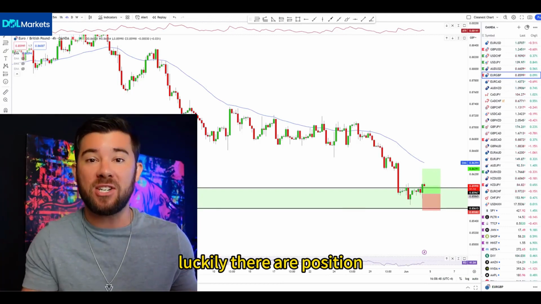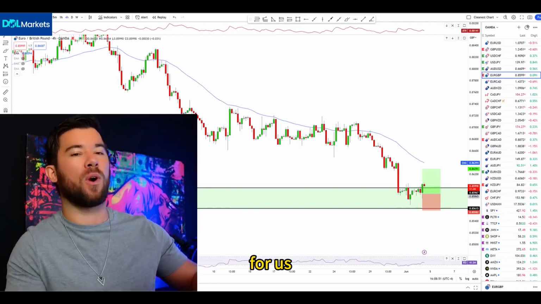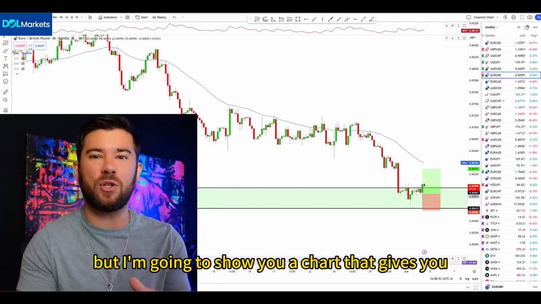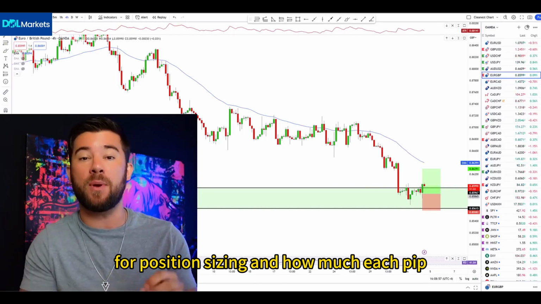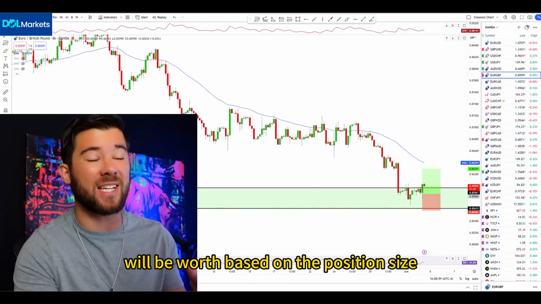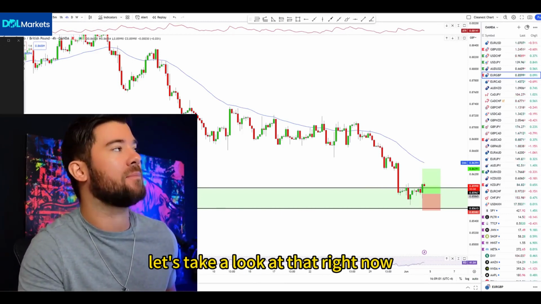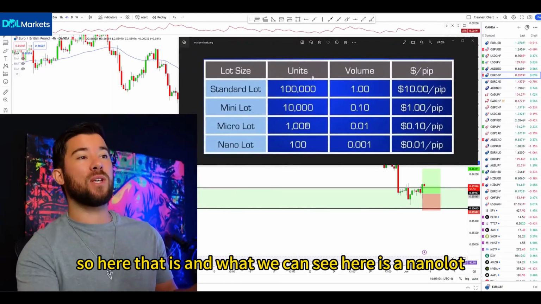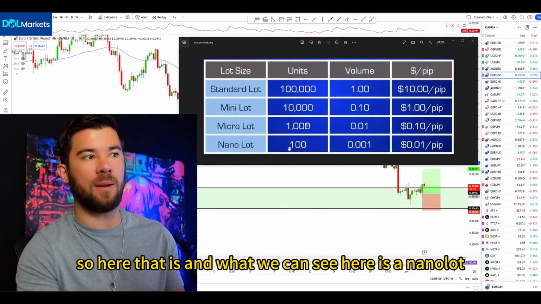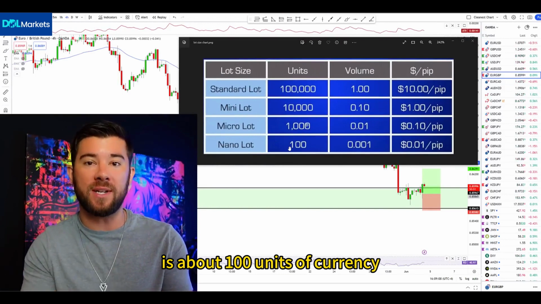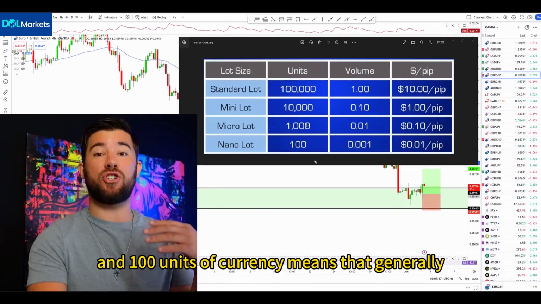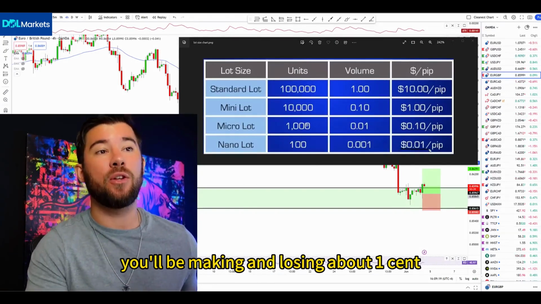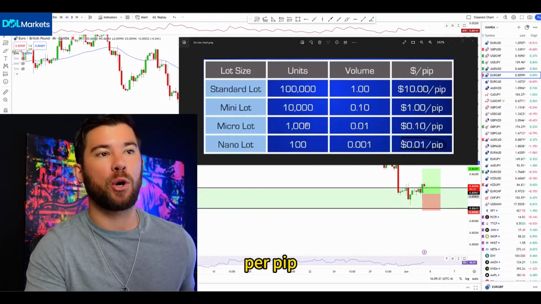Luckily, there are position size calculators that do all this work for us, but I'm going to show you a chart that gives you a general rule for position sizing and how much each pip will be worth based on the position size that you have. Let's take a look at that right now. So here that is, and what we can see here is a nano lot is about 100 units of currency. And 100 units of currency means that generally you'll be making and losing about 1 cent per pip.